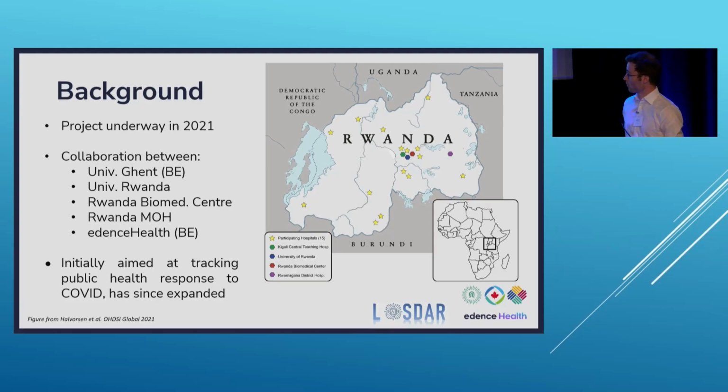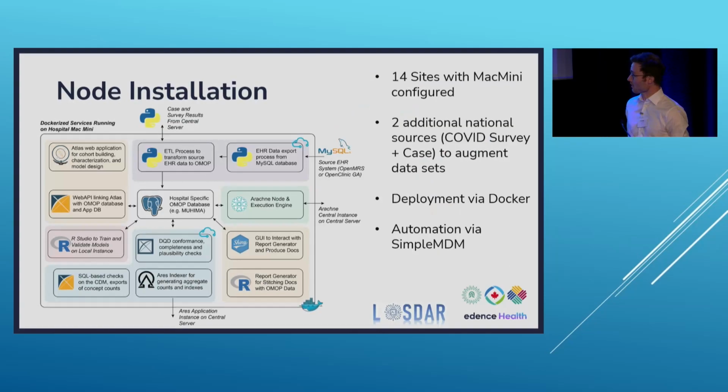The map shows you the geographic diversity that we have captured in this network. And one other quick point, these hospitals that are participating have one of two open source EHR systems, either OpenClinic GA or OpenMRS. And so we were able to reuse most of our transformation components across the various hospitals, which made things much more efficient in terms of mapping all of this.